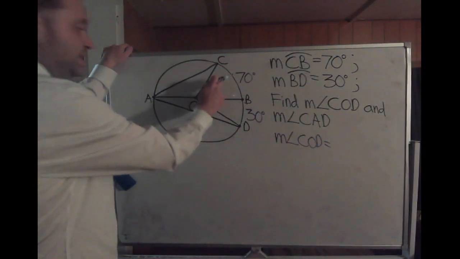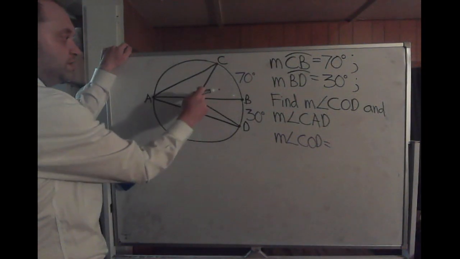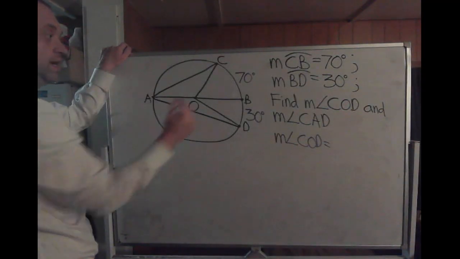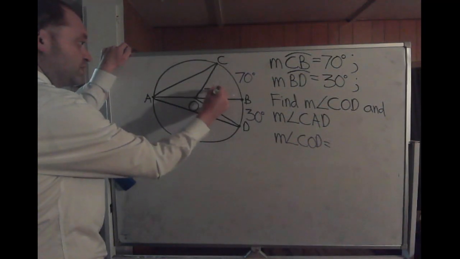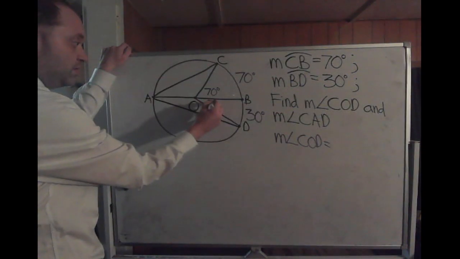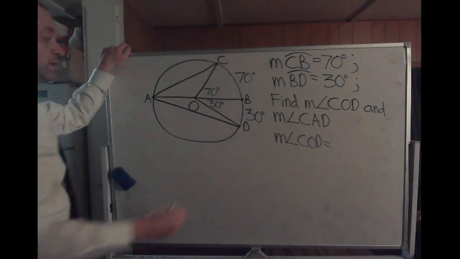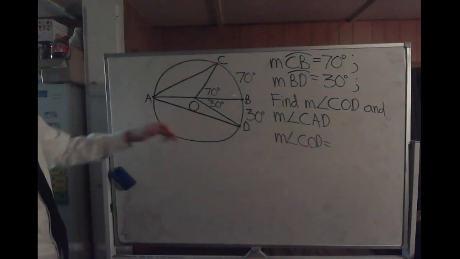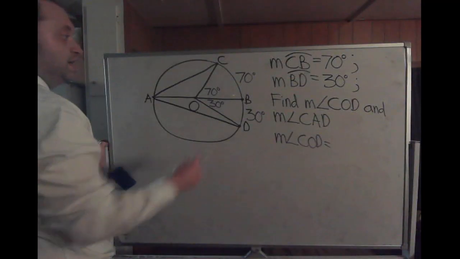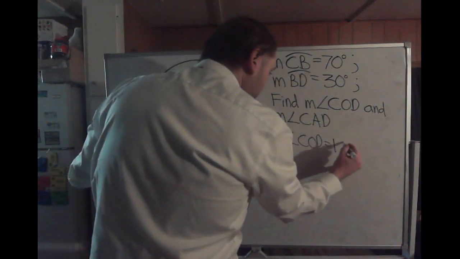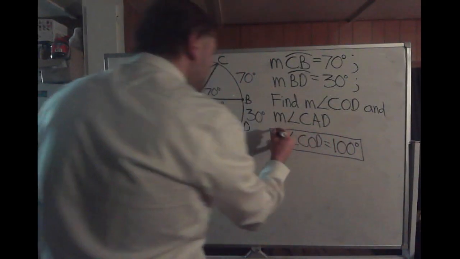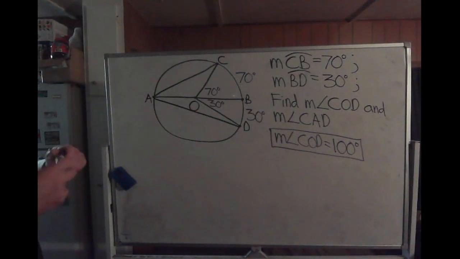If you look at this here, angle COB is your central angle, which would be 70 for this arc, and then BOD is the central angle for this arc being 30. So now if you want to get the measure of angle COD, you're simply going to add the 70 and 30, that would give you 100. So the measure of angle COD would be 100 degrees.